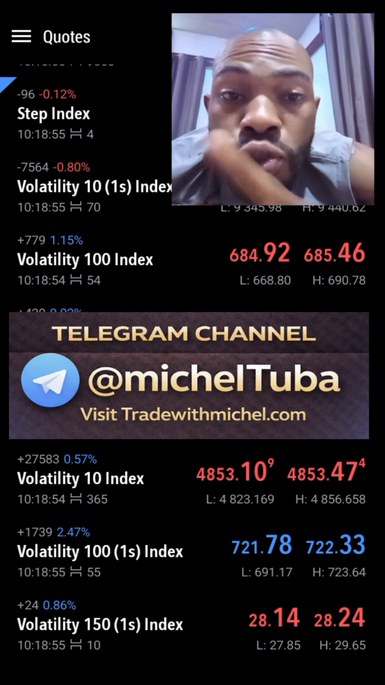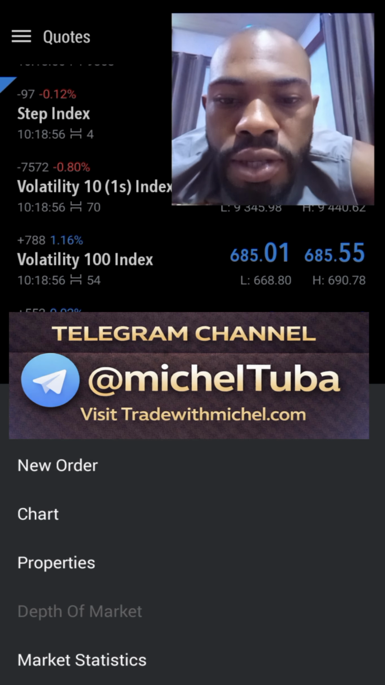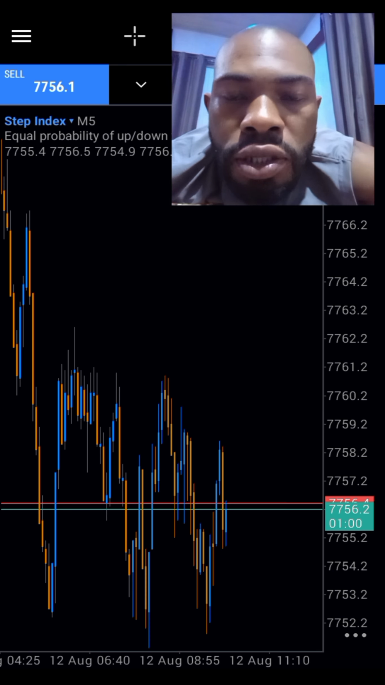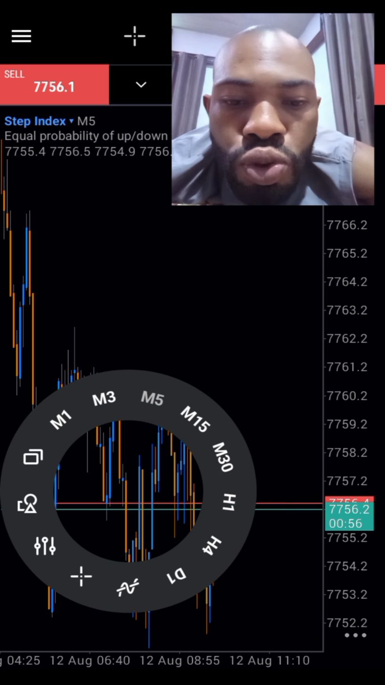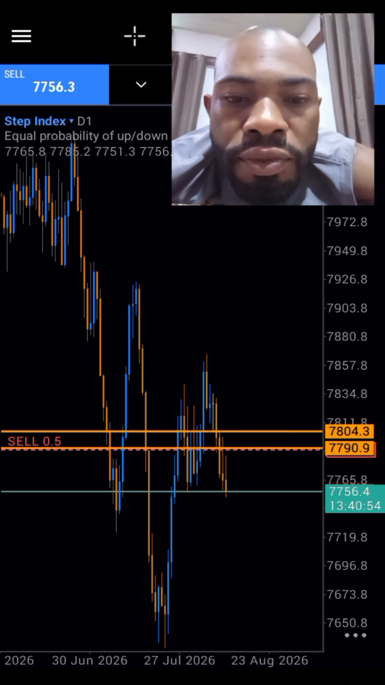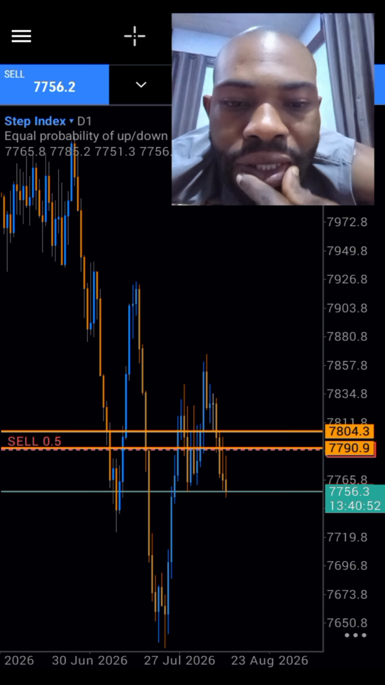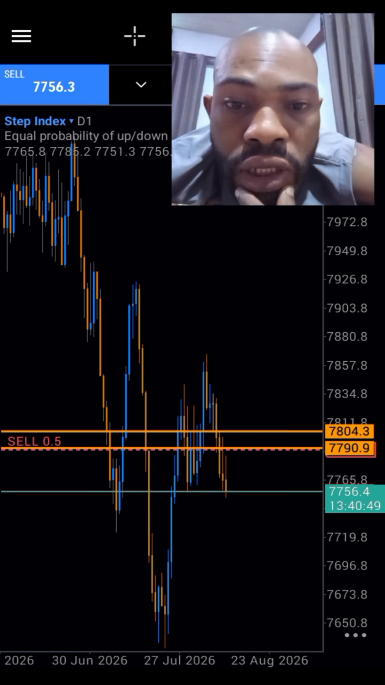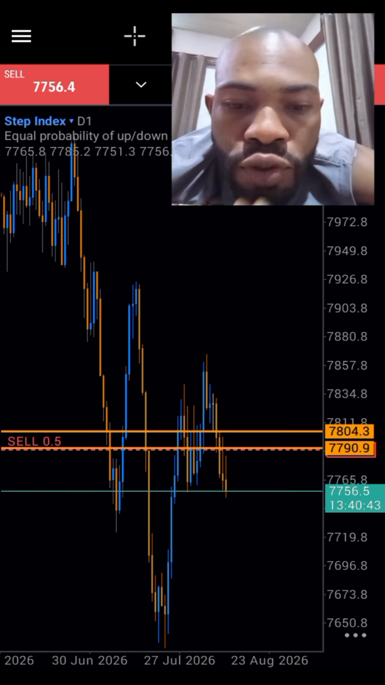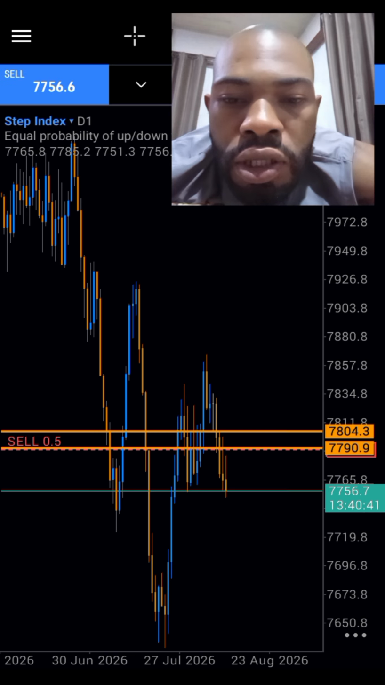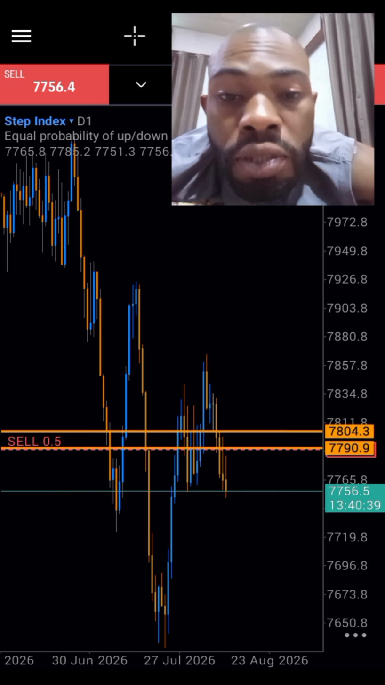Now, first of all, you go to step index. Here is our step index. I always tell you to go to the daily time frame. This is the trade as of yesterday. We're still in massive profit. I've closed some positions, with just about 3 positions remaining here.